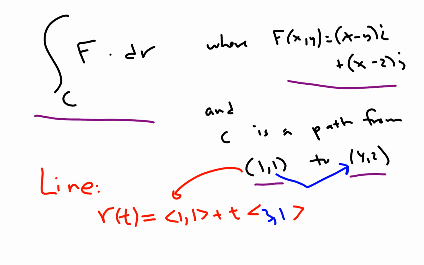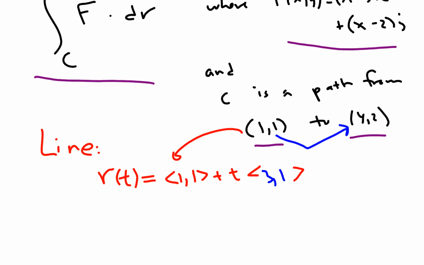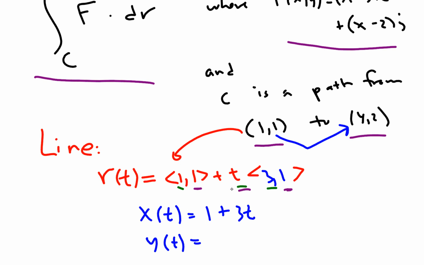If you want, you could write this in parameterized form now, which is going to be helpful. We'll say x(t) is equal to 1 plus 3t. That comes from just taking the 1 from this vector and the 3t from that vector. And then y(t) is equal to, we'll take the 1 from this vector and the 1 from that vector multiplied by t. So you end up getting 1 plus 1t, or 1 plus t.